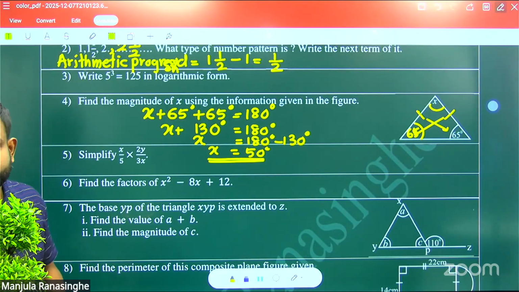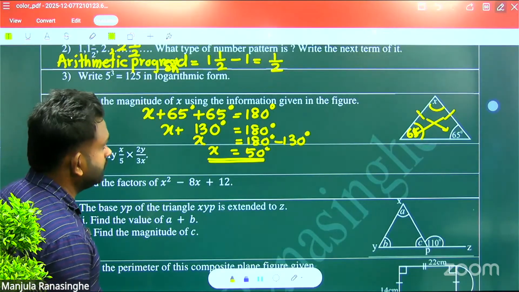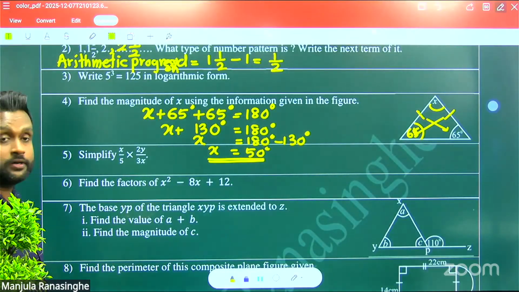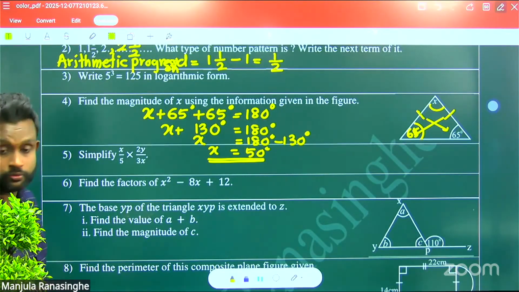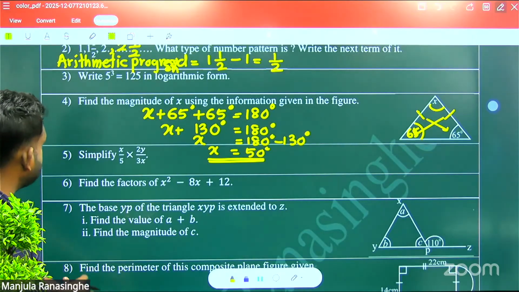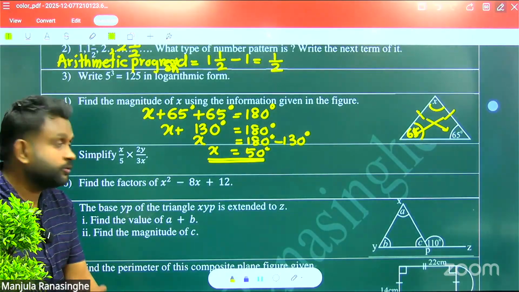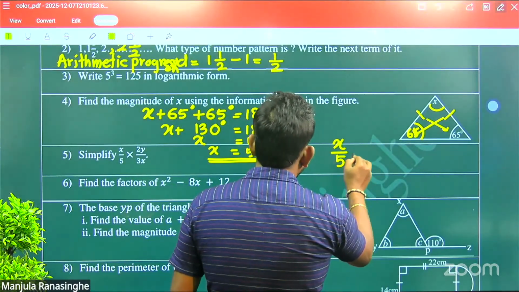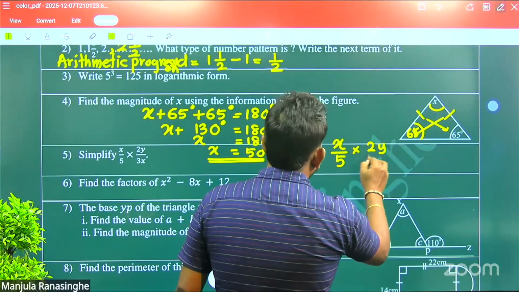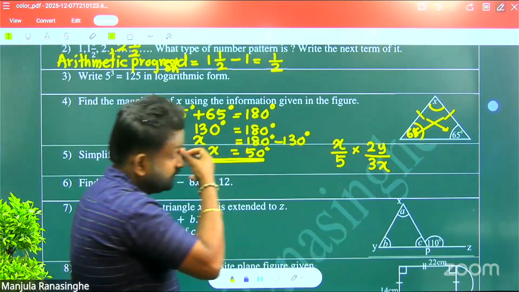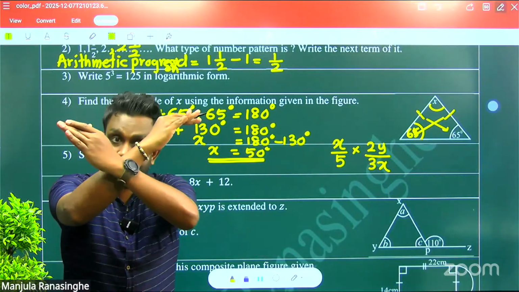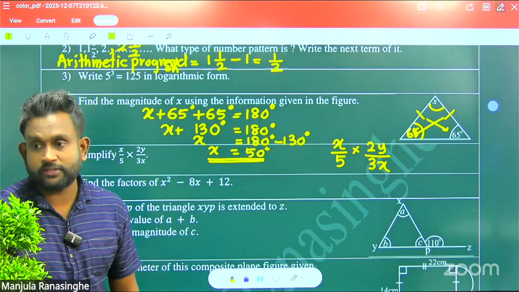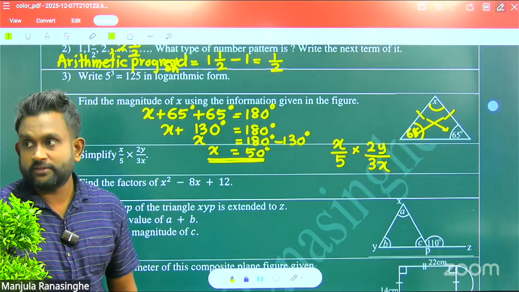That's fine. Right, x equals 50 degrees. Question number 5, simplify this one, fraction simplification: x upon 5 into 3x, 2y upon 3x. Now you know that I will take it here as x upon 5 into 2y upon 3x. Now you can simplify. You know how to simplify fractions in that direction.